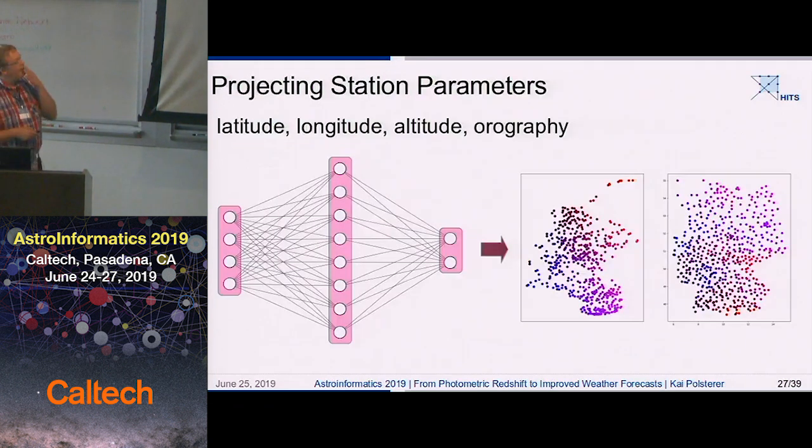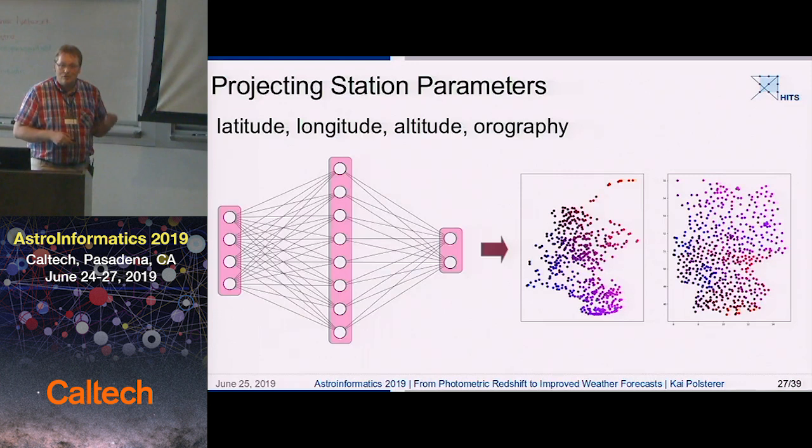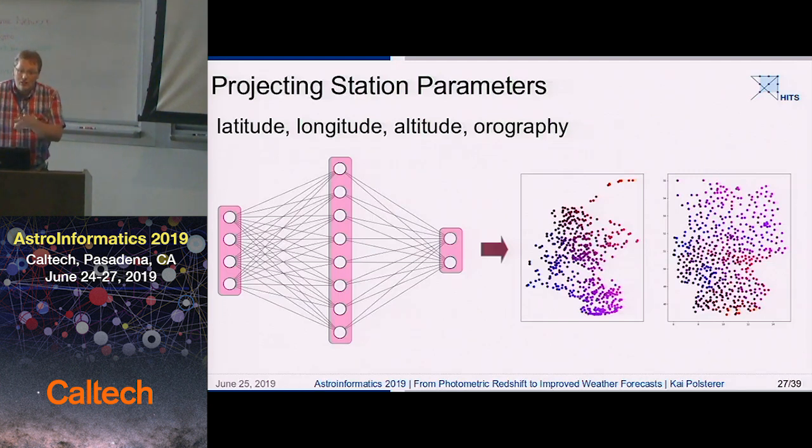So we thought, okay, what happens if we take longitude, latitude, altitude, and orography of each station, simple fully connected network to 8 nodes and then down to 2 nodes. We get something like an embedding we can plot. So for each station, we get an x and y coordinate out and use the x and y coordinate as correction terms for each station individually. And then we can plot a map of Germany with the individual correction terms.